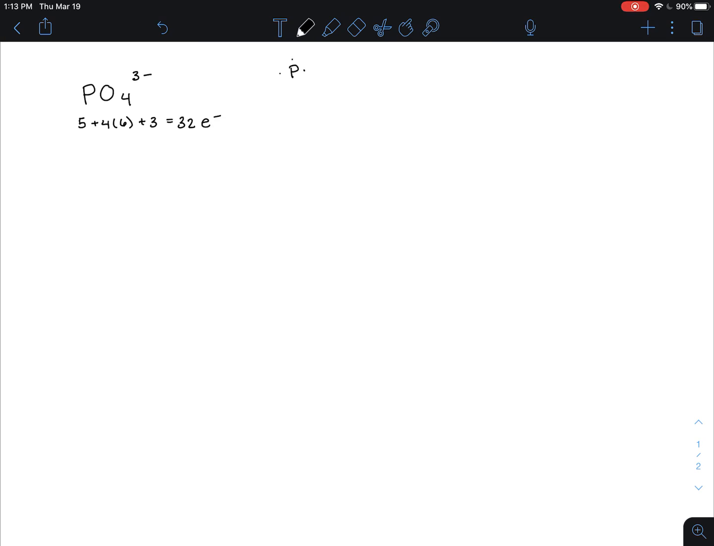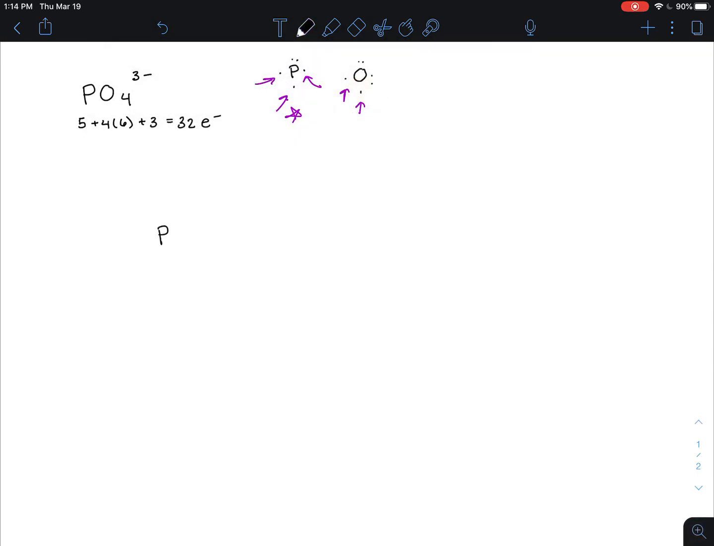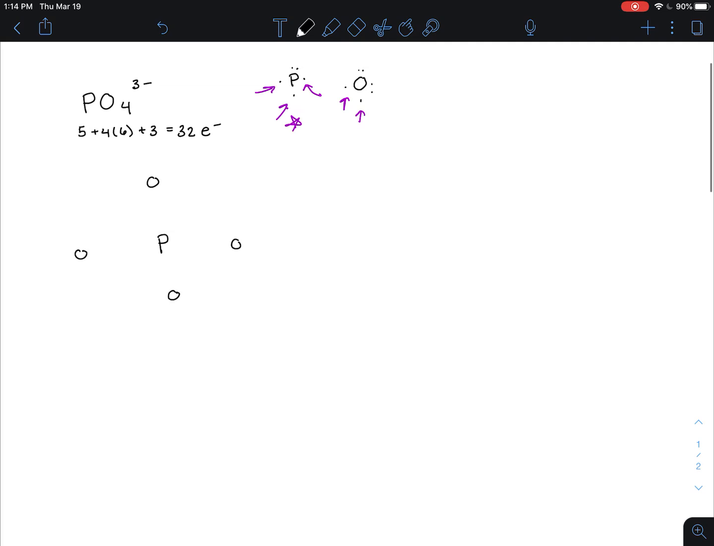Now, phosphorus can make how many bonds? So if I have a little cheat sheet here on the side, I know phosphorus is in group 5. It has 5 valence electrons. And oxygen is in group 6. Each oxygen has 6. So you can see here that I can bond 3 times to my phosphorus and only twice to my oxygen. So phosphorus is my central. So then I place my phosphorus in the middle and my 4 oxygens around.